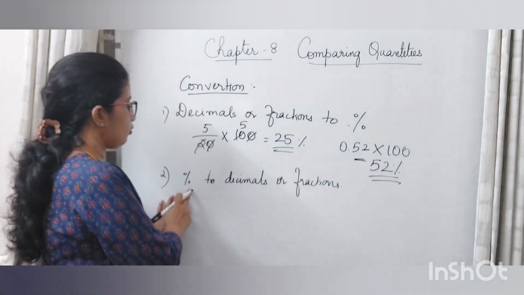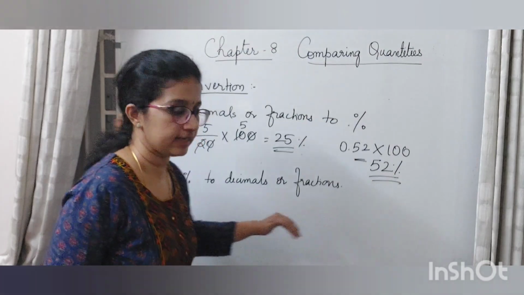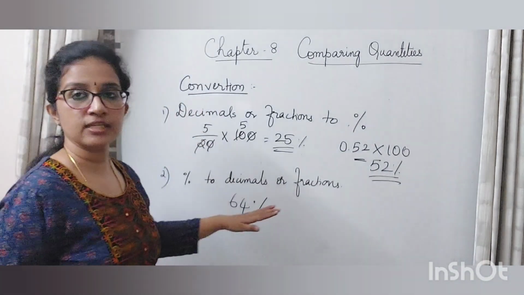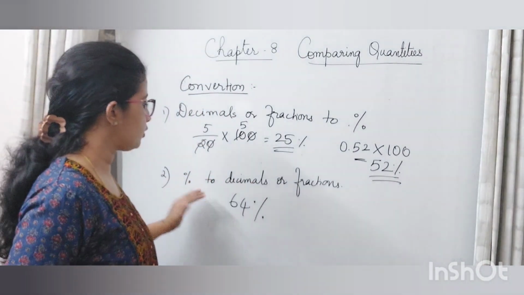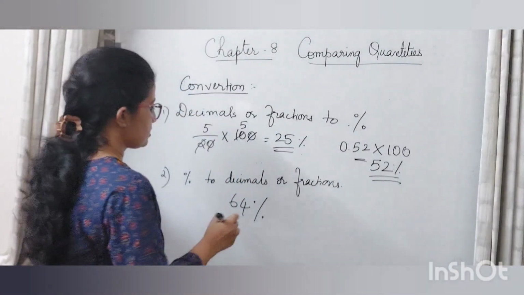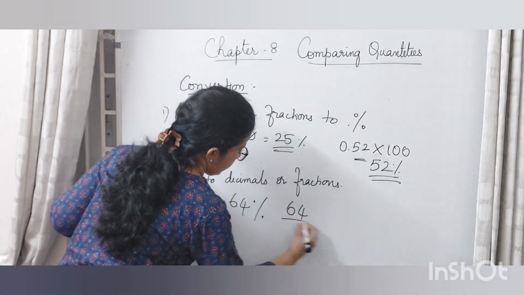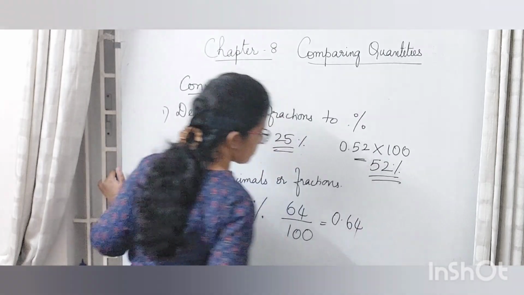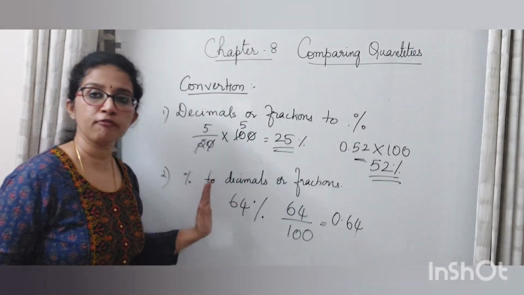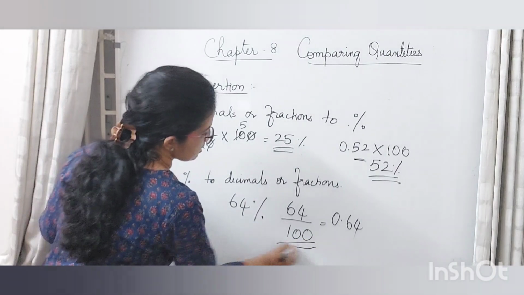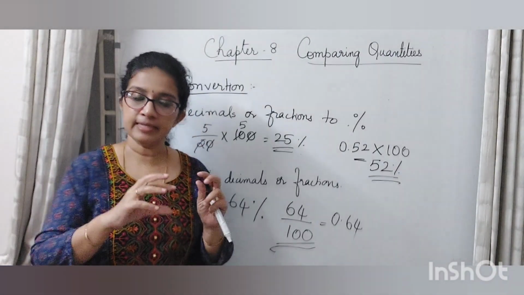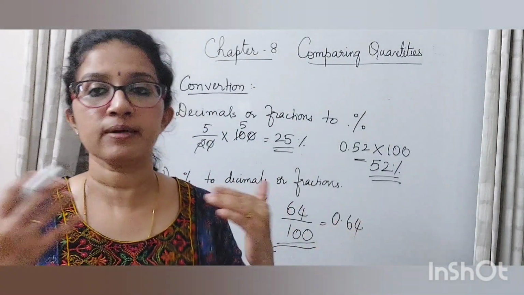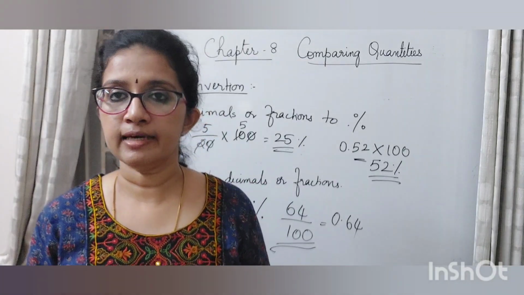Similarly, when we want to convert percentage to decimals or fraction, for example, 64%, we have to convert to fractions and decimals. So how do you convert 64% to decimals? We have to divide by 100. So what is the answer? 0.64 is the answer. Again, to fractions also the same thing. This is a fraction, 64 by 100. So percentage to decimals or fraction, we have to divide by 100. Decimals or fraction to percentage, we have to multiply by 100. Clear? It is very easy, right?